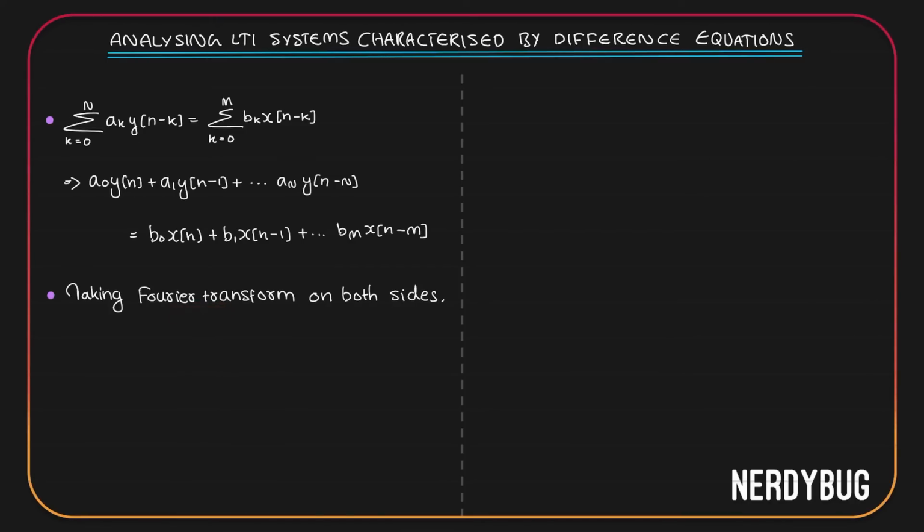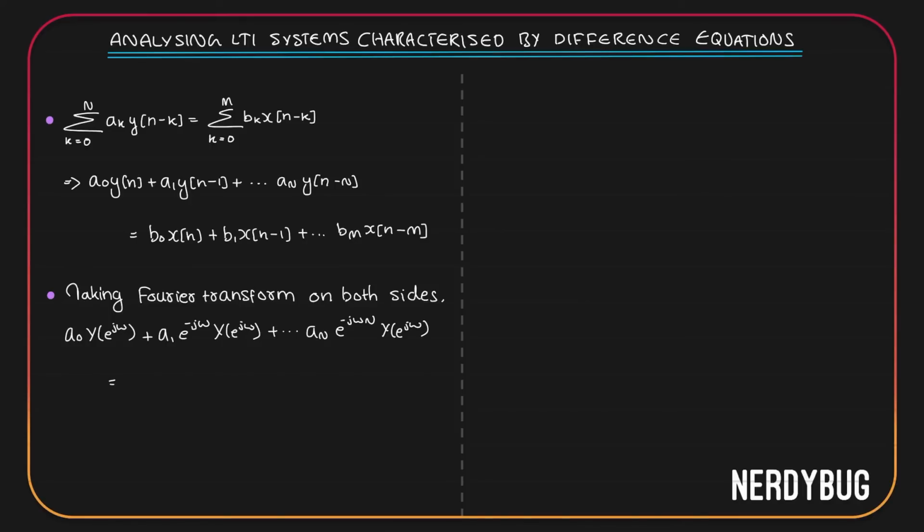Let us take Fourier transform on both sides. Using linearity property, we get a0 Fourier transform of y of n, it is Y of e raised to j omega, plus a1 Fourier transform of y of n minus 1. Let us use time shifting property. Then Fourier transform of y of n minus 1 will be e raised to minus j omega Y of e raised to j omega, plus Fourier transform of the nth term, which will be aN y of n minus N. Using time shifting property, its Fourier transform will be e raised to minus j omega N Y of e raised to j omega.